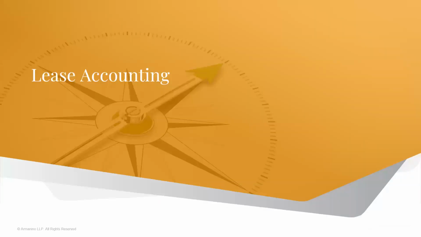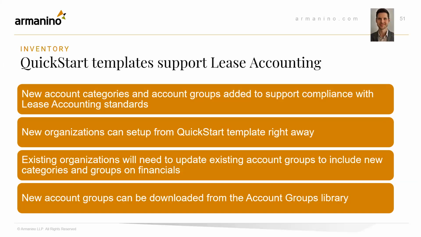The next section is around lease accounting. Previously, lease accounting did not have its own out-of-the-box quick start category or account groups. With this release, we now have the option to have new categories and account groups added to support compliance with lease accounting. New organizations can simply select the quick start template right away, whereas existing organizations will need to update existing account groups to include the new categories and groups on the financials. And something to note is that these new account groups can be downloaded directly from your account groups library.